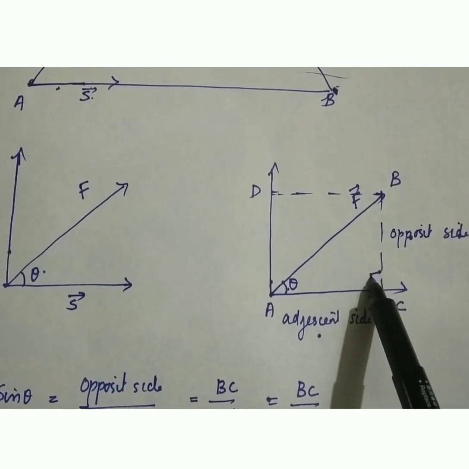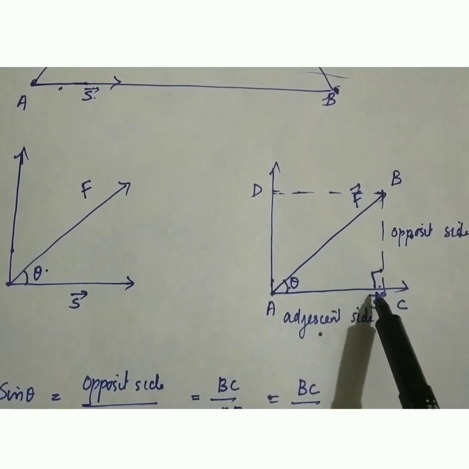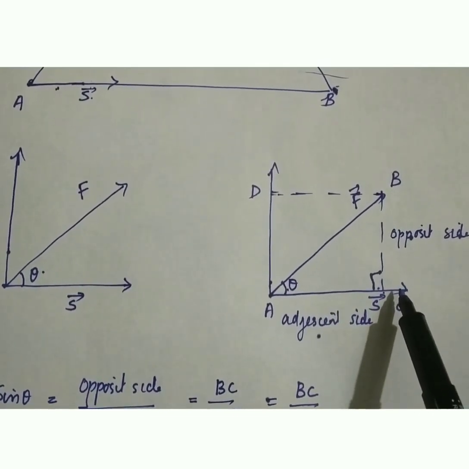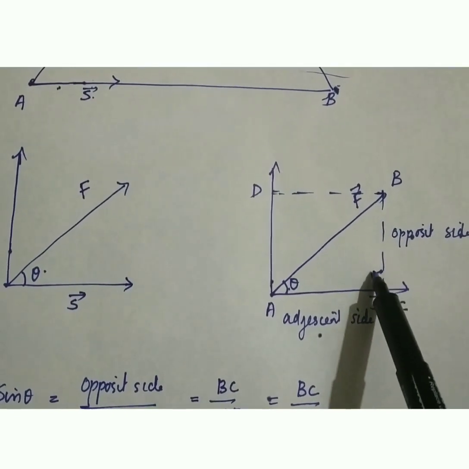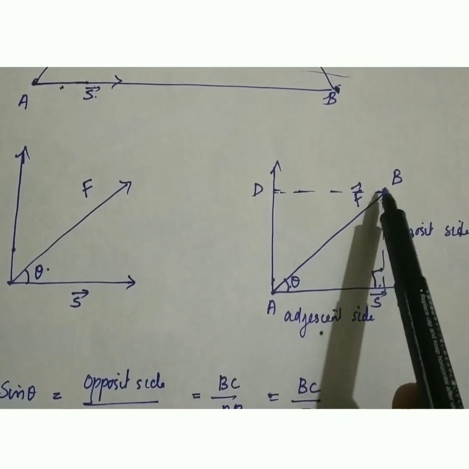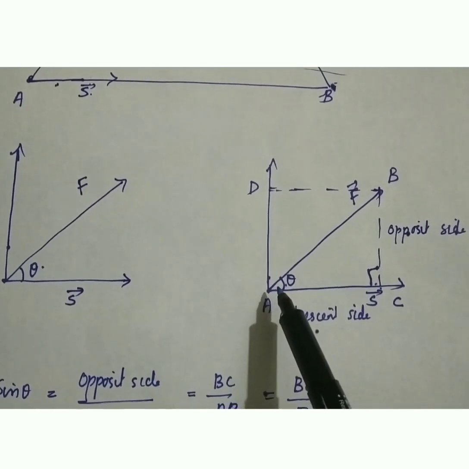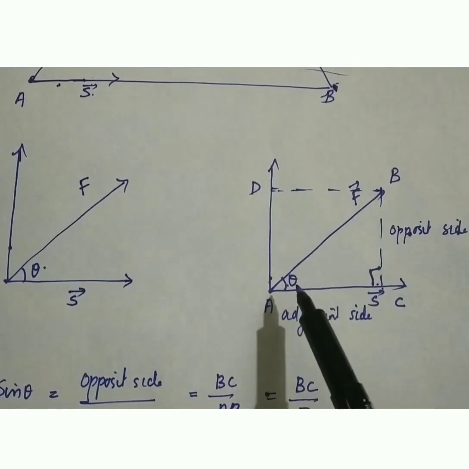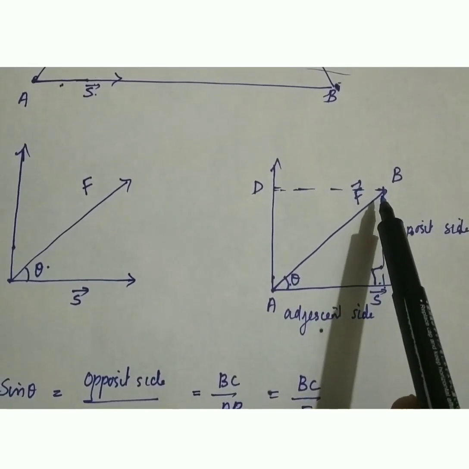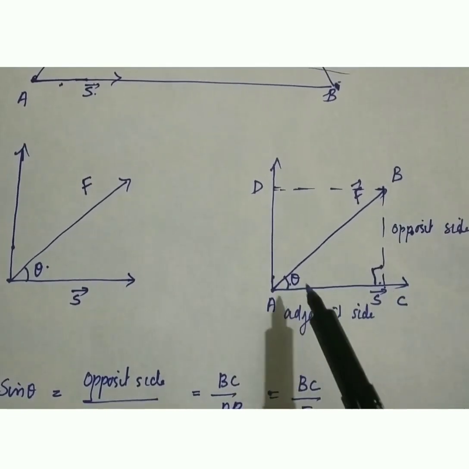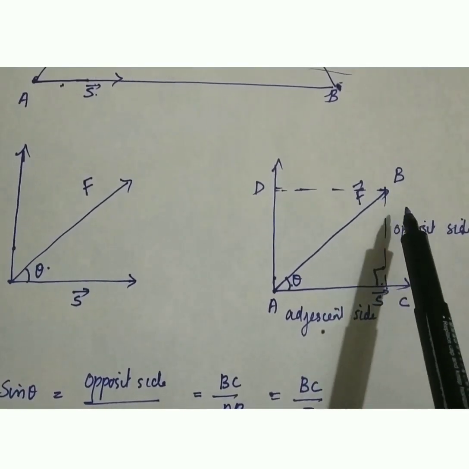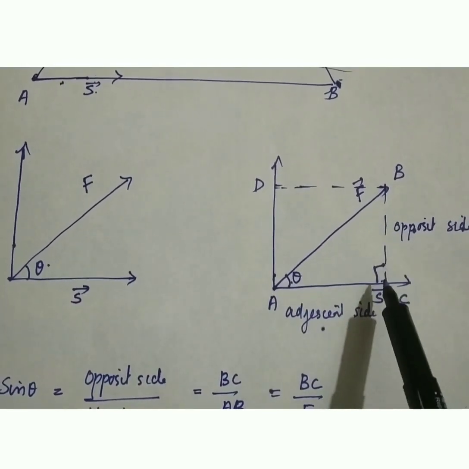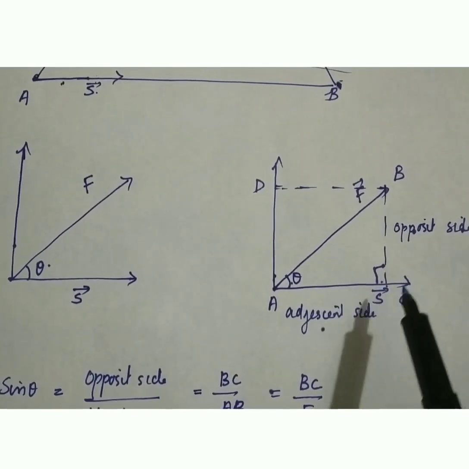And this angle is 90 degrees, because BC is perpendicular to AC. Is it clear? So this angle is 90 degrees, so this triangle is a right angle triangle. Here AB represents the hypotenuse, AC is the adjacent side based on this angle, and BC is the opposite side based on this angle.